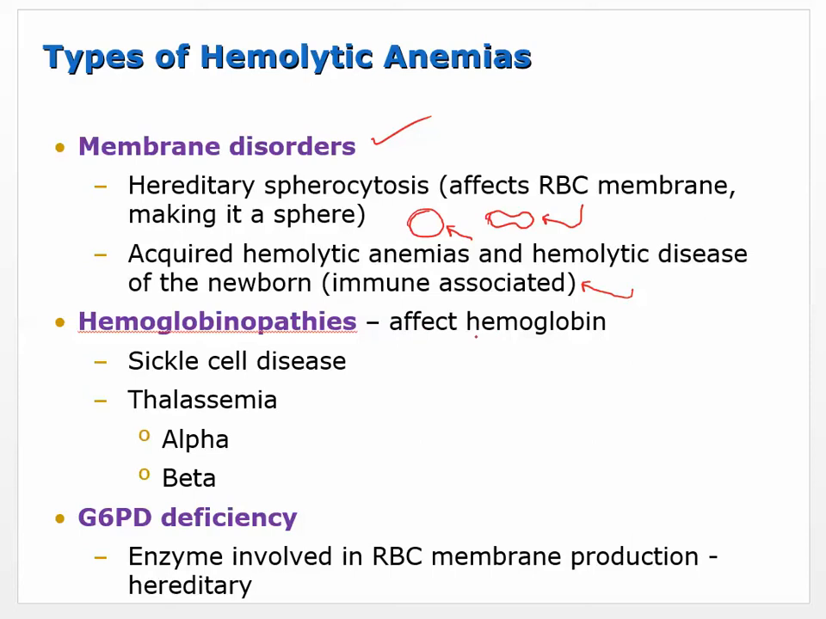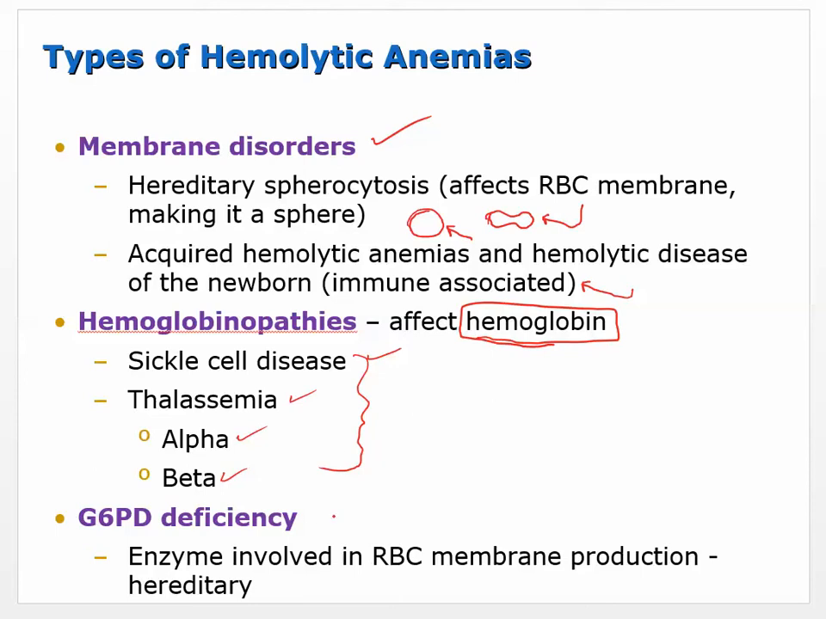Hemoglobinopathies, those are the ones that affect hemoglobin. Okay, so that means that the membrane's fine for the most part, but the hemoglobin is somehow affecting either the shape or the rigidity of it, and that can cause it to break prematurely. So sickle cell disease, thalassemias, actually both of these, you're also not going to have enough hemoglobin, so you don't have as much oxygen carrying capacity.